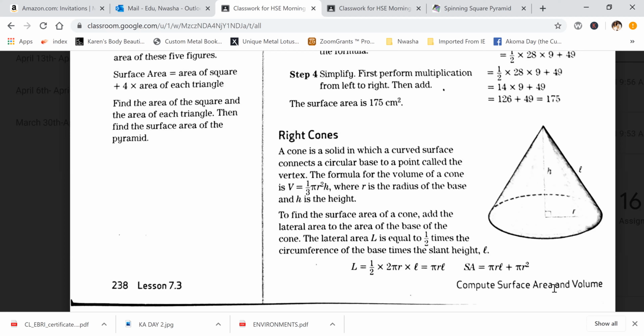Now at the bottom is the surface area, where you're saying that capital L is the lateral area, and that's equal to 1/2 the circumference of the base times the slant height. So now this one again is more complicated looking, and I would say probably you don't need to memorize these.